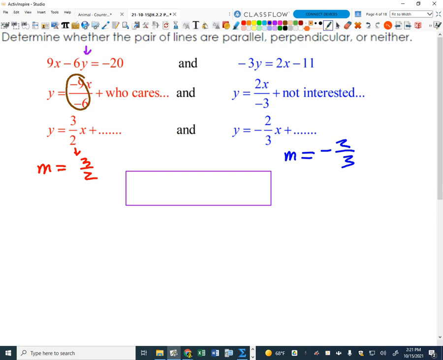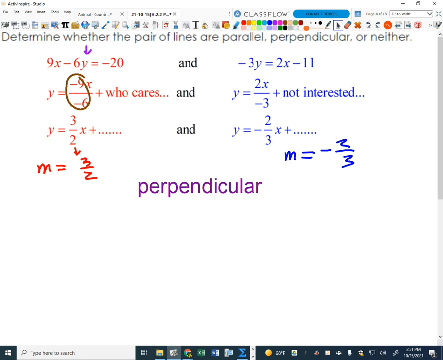So what's the relationship then? If the red line has a slope of 3/2, blue line -2/3, how are they related? Perpendicular, right? Because they're opposite reciprocals. There you go. Okay, good? All right. Give me 1 to 5.